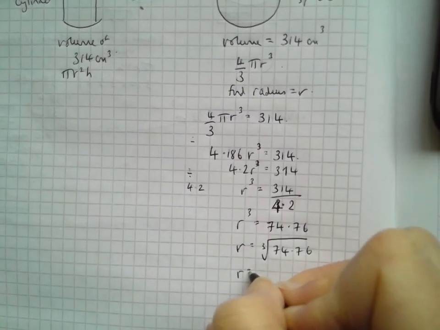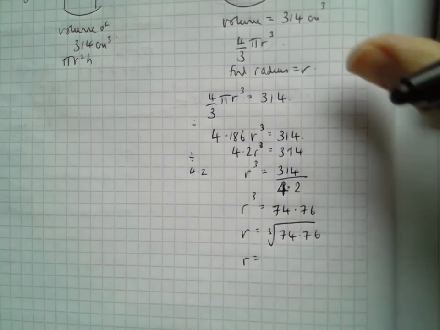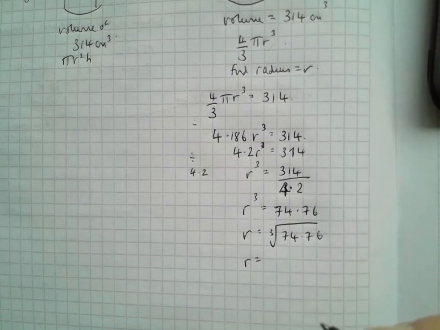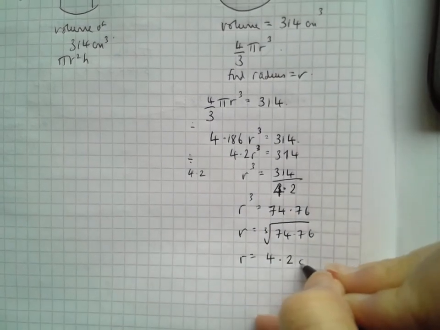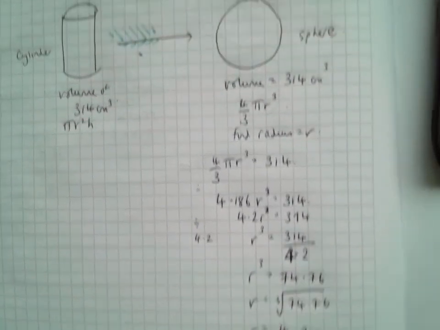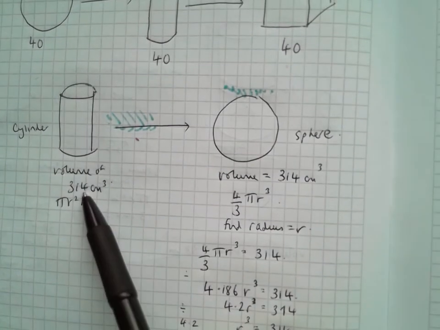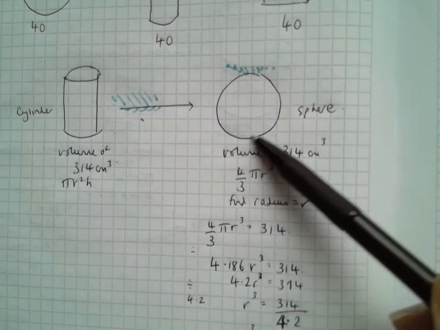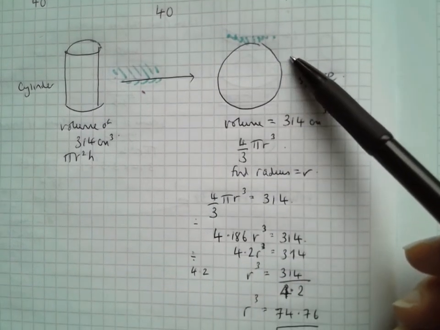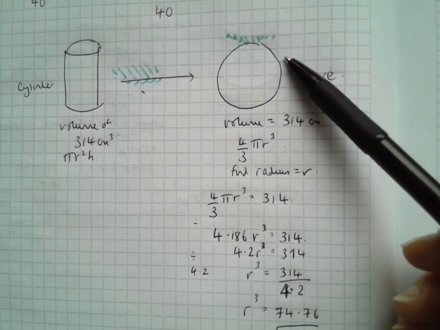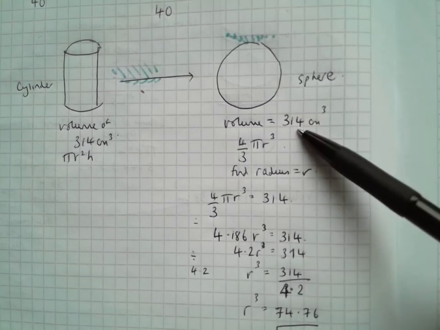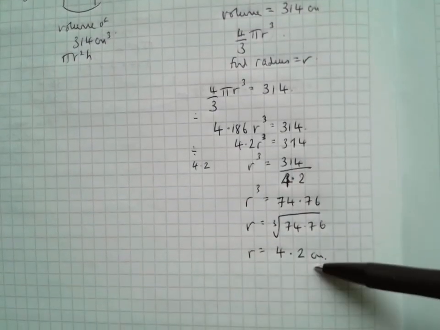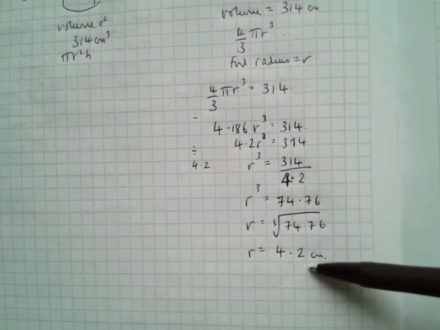r is equal to cube root of 74.76, which is 4.2 centimeters. So if you had a cylinder of volume 314 centimeters cubed and you melted it down and made it into a sphere of the same volume, because you've just melted it down and taken all the metal and made it into a sphere, so it's also got a volume of 314 centimeters cubed, that sphere would have a radius of 4.2 centimeters. Okay, I hope that helps today.